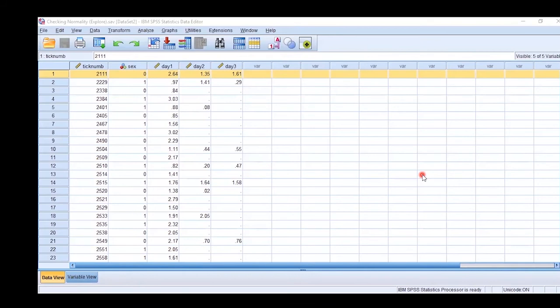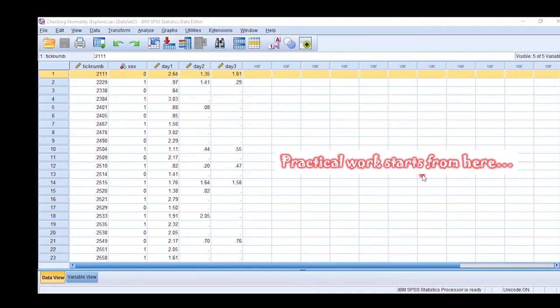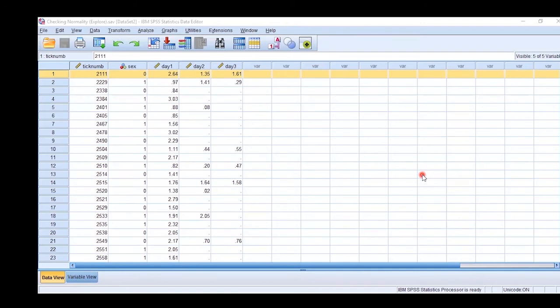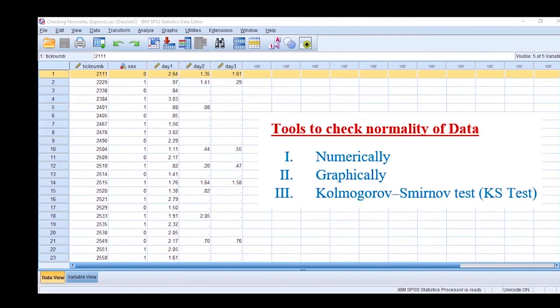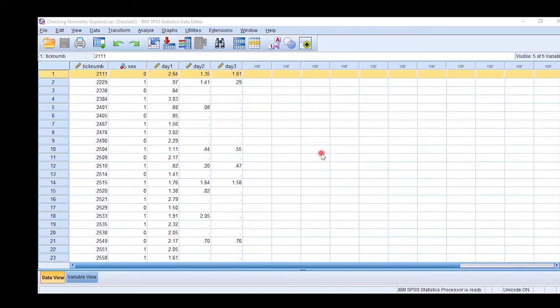So in this section, I'm going to check the normality of our data. This is the practical part of this video. Earlier, in the theoretical part, I discussed very important aspects of normality. In this one, we are going to understand how to check the normality. As I discussed, there are two methods to check the normality. The first method is numerical, and we can also test graphically. Let's start to check the normality of the data numerically and graphically.